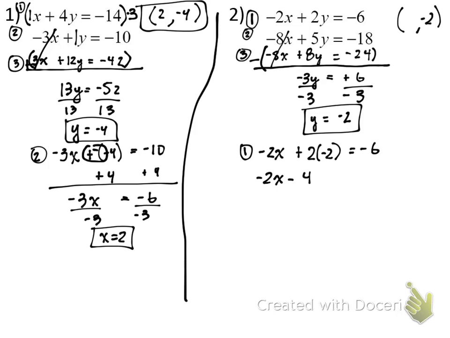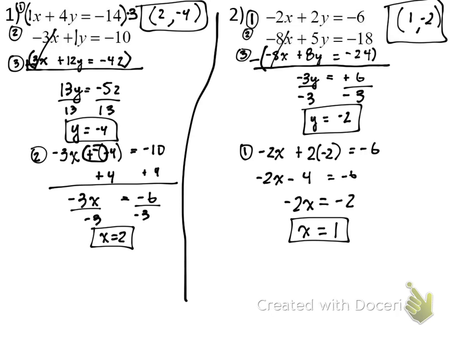Negative 2x, we're going to multiply this out. It's negative 4. Add 4 to both sides. We get negative 2x is equal to negative 2. And then I'm going to divide both sides by negative 2. We get x is equal to positive 1. And put that in my answer. Okay, that's it. Questions on 1 or 2 before we start discussing this?